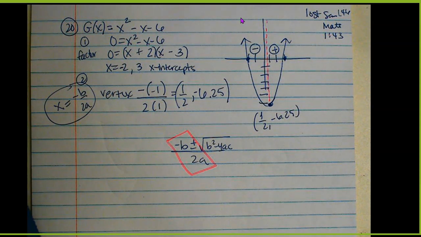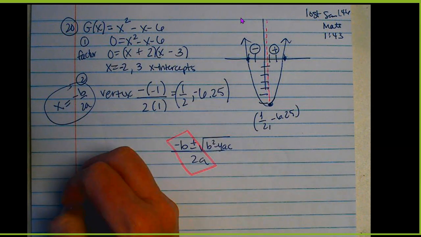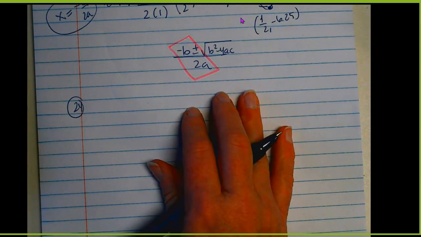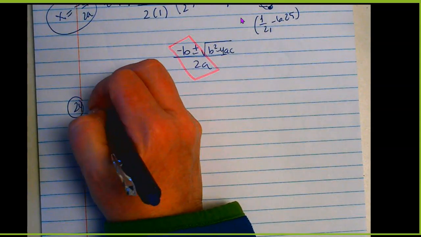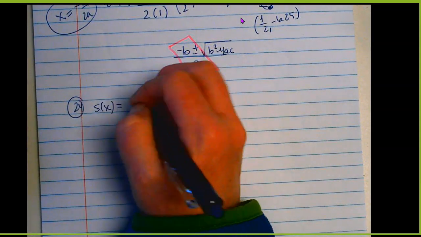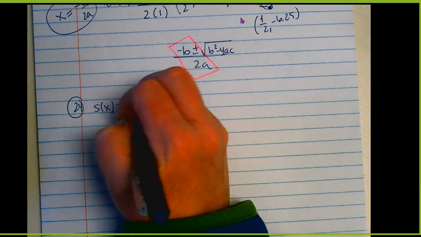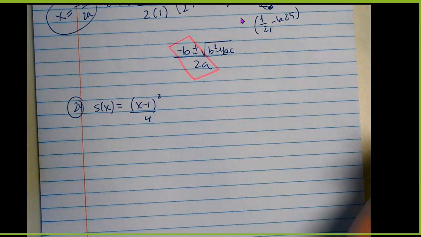Let's look at 24. There are a couple ways to do it. You can tell me which way you like. So here we go, 24. 24 is the same kind of thing. They want us to take this function and they want us to find the x-intercepts and graph it.